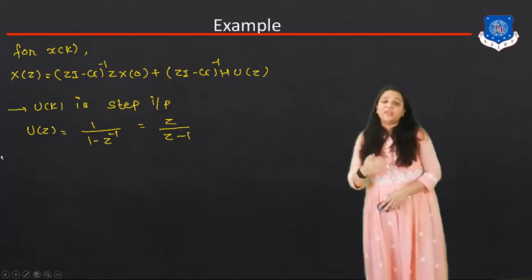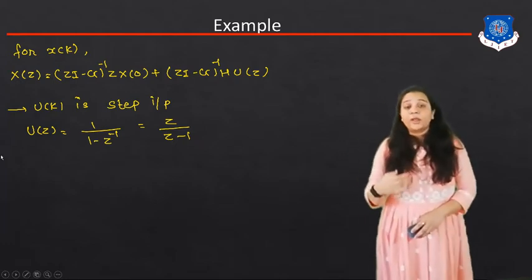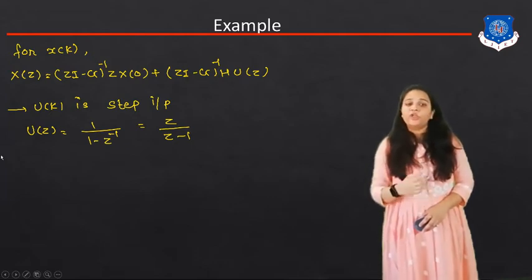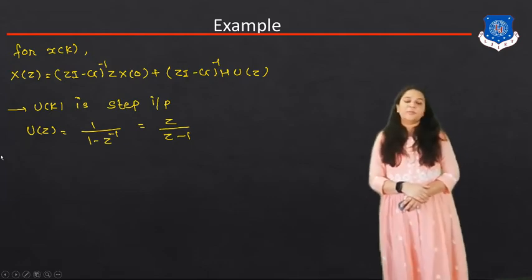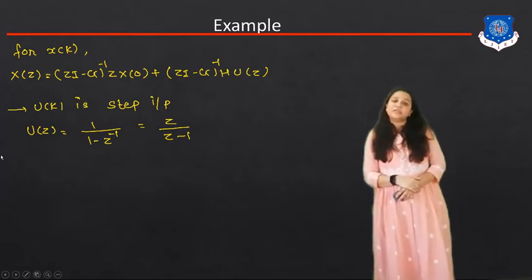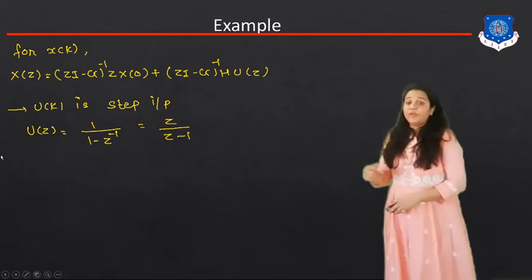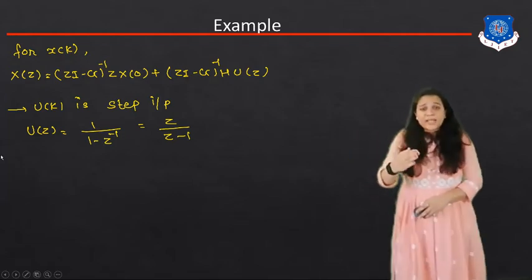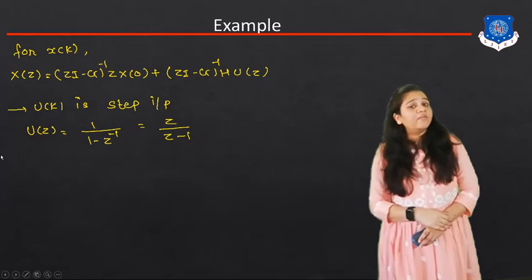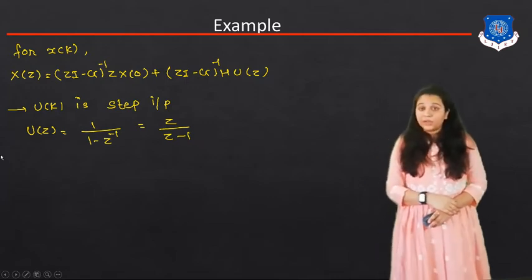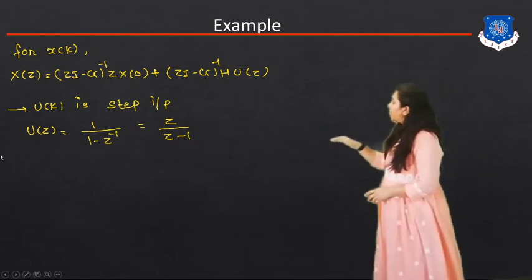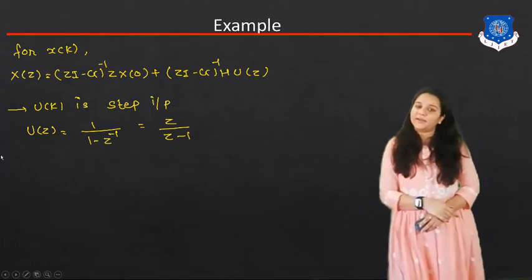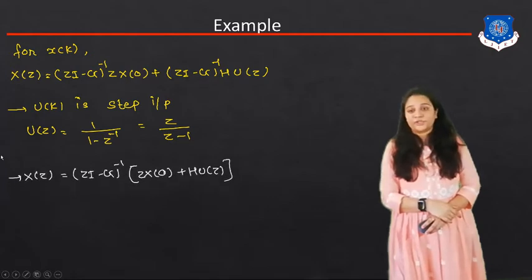Okay, in the exam they may also give a ramp input, parabolic input, or impulse input. So according to the input, you have to find the z transform of that particular input signal. Here the step input is given, so we can find the value of u of z, and the Z transform of the step input we have to find in chapter number 1. It is nothing but 1 upon 1 minus z inverse, which is equal to z upon z minus 1.